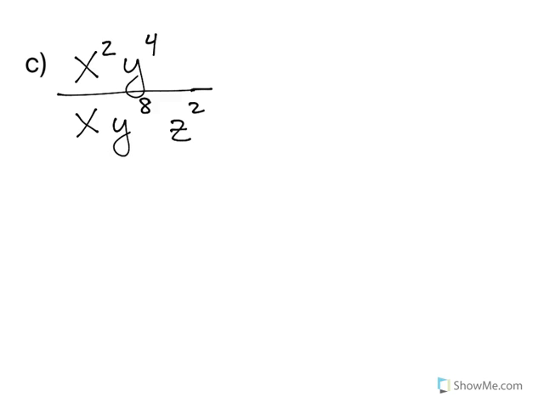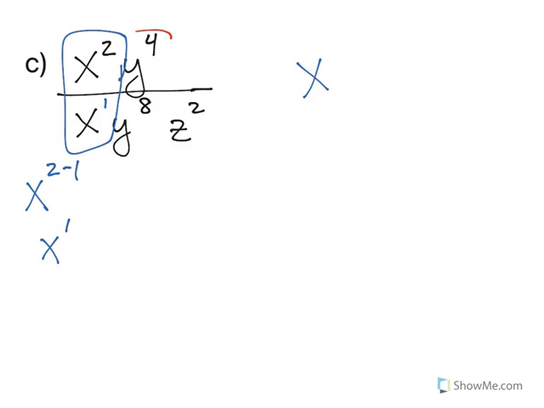Let's get into a couple more exponents here. So I have x squared y to the 4th over x y to the 8th z to the 2nd. So let's go base by base. First, let's deal with our x's. If there's no exponent, our denominator has an x by itself. So that's like x to the 1st. So 2 minus 1 just gives me x to the 1st. Okay, so I just have x.